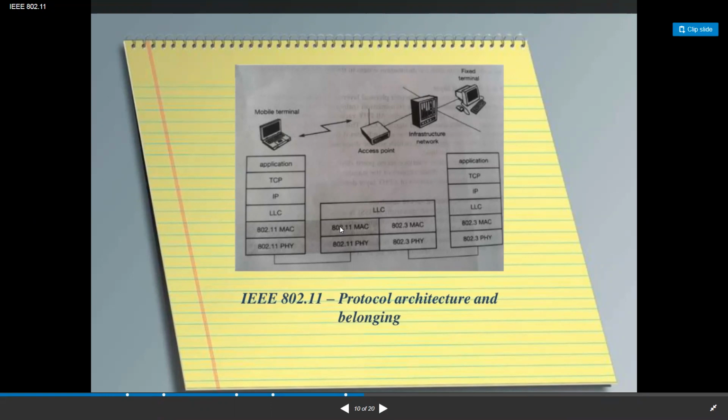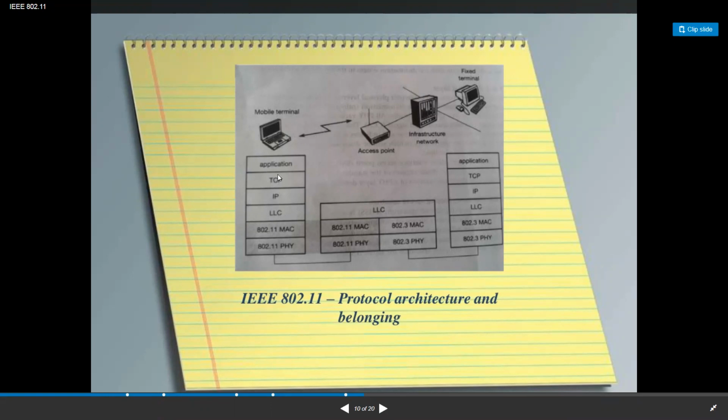802.11 physical layer, 802.11 MAC layer. Now this is a wired one. So 802.3 physical layer and 802.3 MAC layer. See here, we need an infrastructure network for fixed terminal. Why? Because we need infrastructure. We need an access point. Here we need a wire. Here we don't need a wire. This is the radio transmission, nothing but wireless transmission.